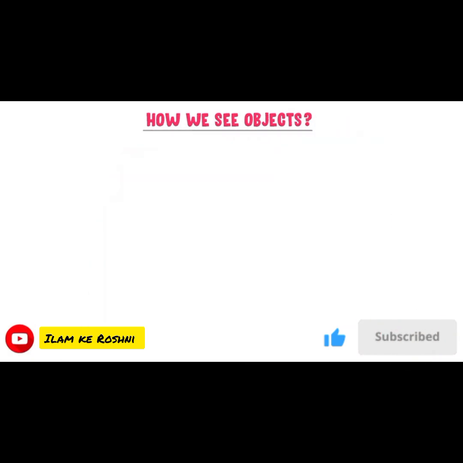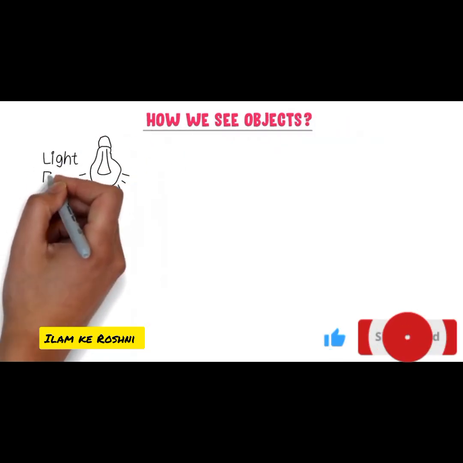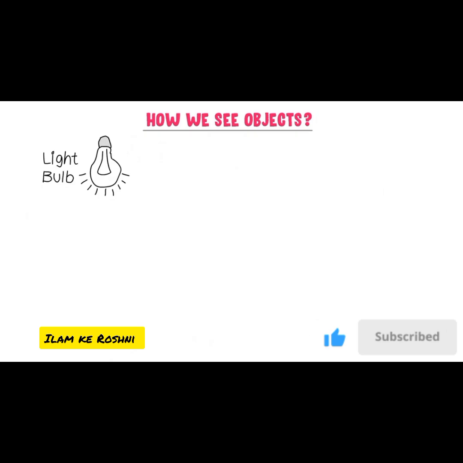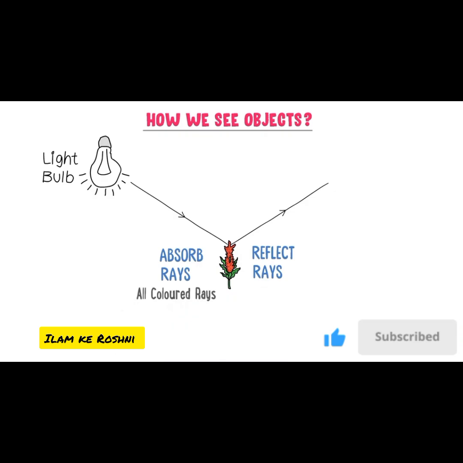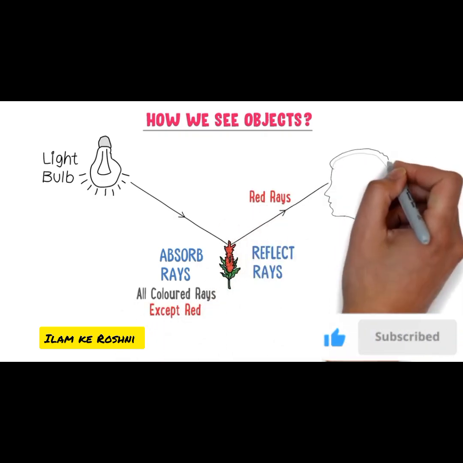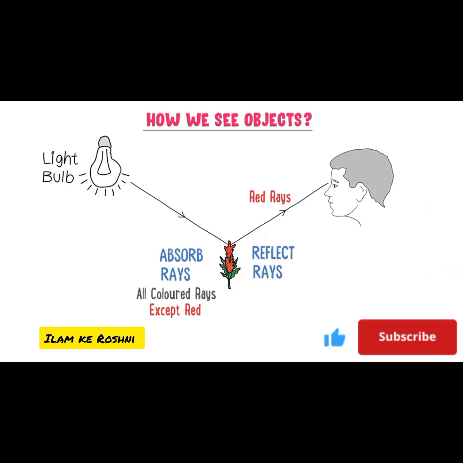Well, consider a light source like a bulb or the sun. Light rays come from this source and hit the flower. The flower will absorb some rays and it will reflect the remaining rays. For example, it absorbs all colored rays except red colored rays. Now the red rays enter into our eyes and hit the retina in our eyes. An image of the flower is formed. Thus we see a red flower.